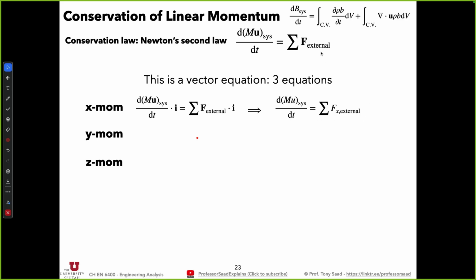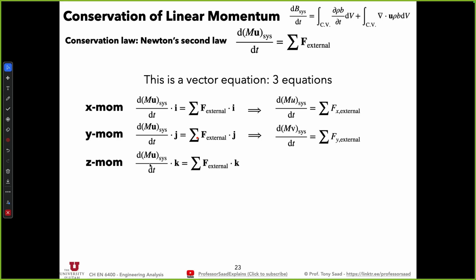Okay, so F external has an X component in the I direction, Y component in the J direction, and Z component in the K direction. So when you dot it with I, you're only picking up the components in the I direction. Same thing when you dot it with J, you're picking up the component in the Y direction, and that's going to give you d(mv)/dt equals summation of forces in the Y direction. And finally, in the Z direction, you dot it with K, with the Z unit vector, right?